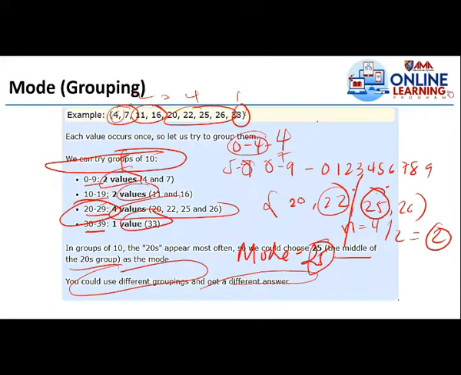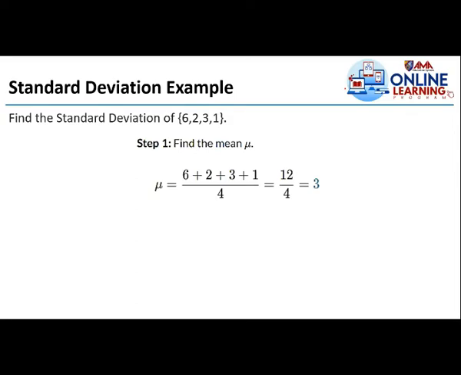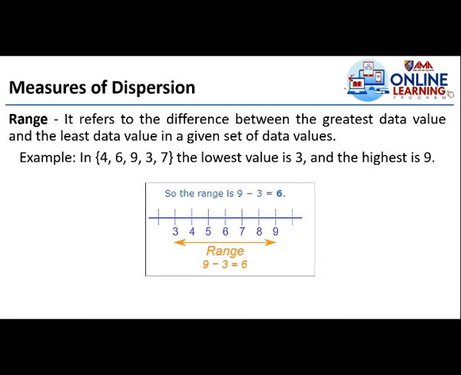Okay? Now, let's go to the next slide. The measures of dispersion, guys, measure how close or how far the numbers in a data set are from each other, and also how far those numbers are from the mean. That is what measures of dispersion means. We have three: range, standard deviation, and variance. Range refers to the difference between the greatest value and the least data value in a given set of data values. What does it mean? You just subtract the lowest value from the greatest value.